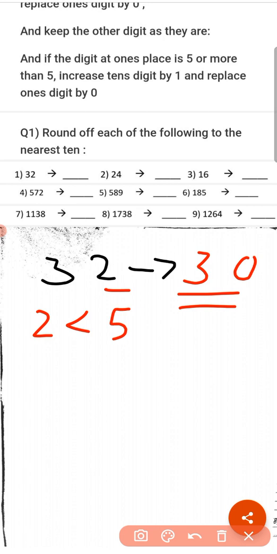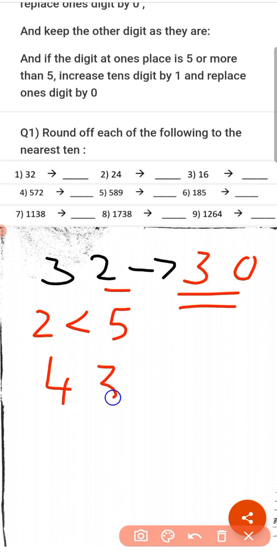Okay. If the digit at the ones place is less than 5, ones place digit 5-നേക്കാൾ smaller number ആണെങ്കിൽ ones place-നെ 0 ആക്കി മാറ്റി tens place എഴുതാം. Okay.